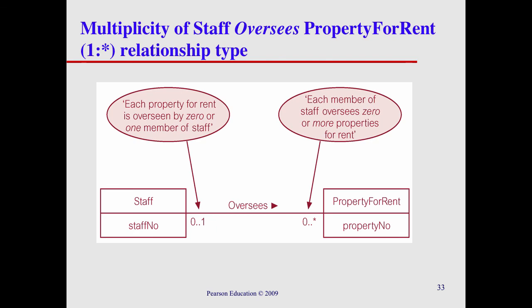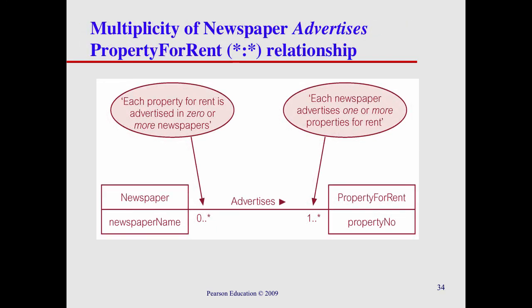So you need to ask. You don't make assumptions. Here's an example of what's called a many-to-many relationship. A newspaper may advertise one or more properties, and a property may be advertised in 0 or more newspapers. So in this case, you can have multiple occurrences on both sides of the relationship.